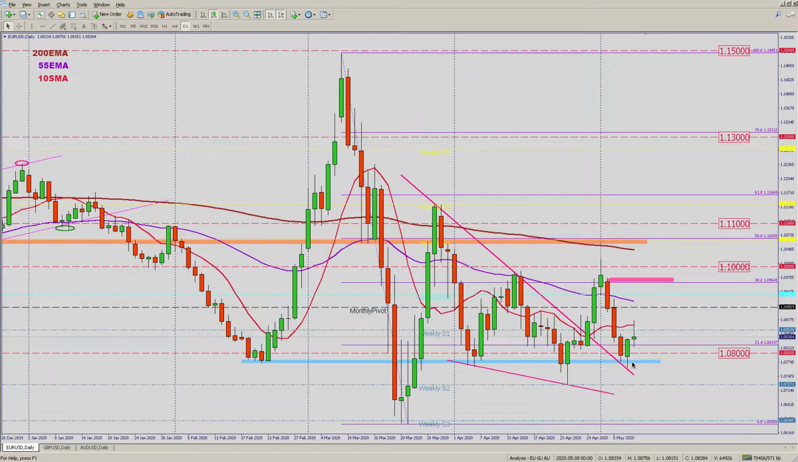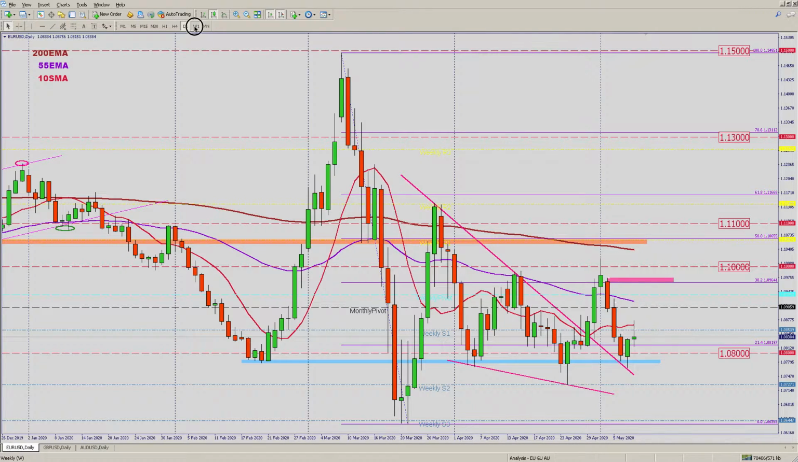And yesterday or Friday's US non-farm payroll was very bad as expected, with a loss of 20.5 million jobs and unemployment rate of 14.7%. So the market had expected even worse. So that was the slight rebound for the majors against the US dollar.